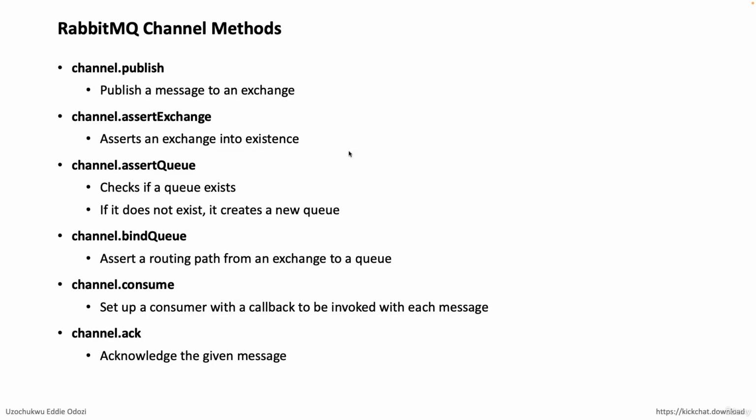So these are the channel methods that we are really going to work with. There are multiple methods, but these are the ones that we are going to use. For other methods, you can check the documentation for RabbitMQ or also the amqplib to see the other channel methods.